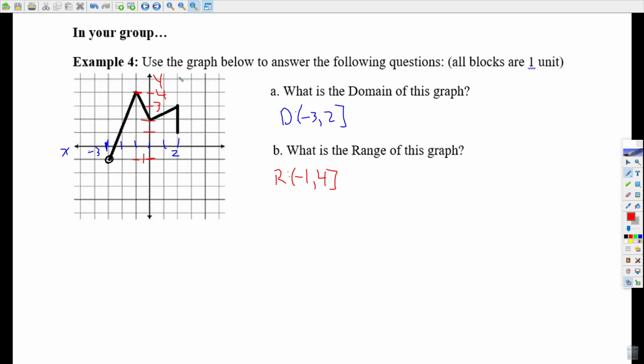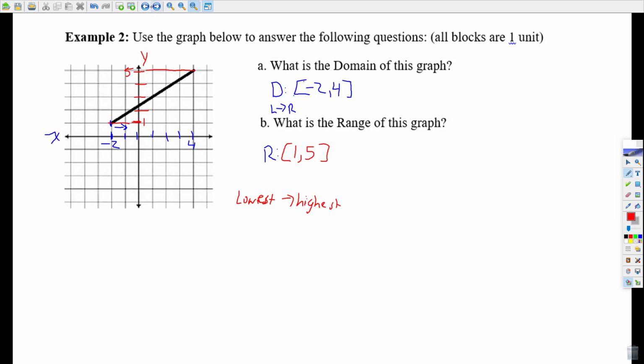Hopefully you did pretty well with that one. But it was obviously the most difficult one we had because we had this kind of peaked and jagged edge here, whereas the other ones were just kind of straight, a little easier.